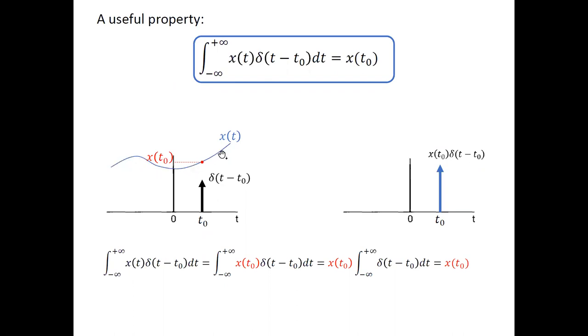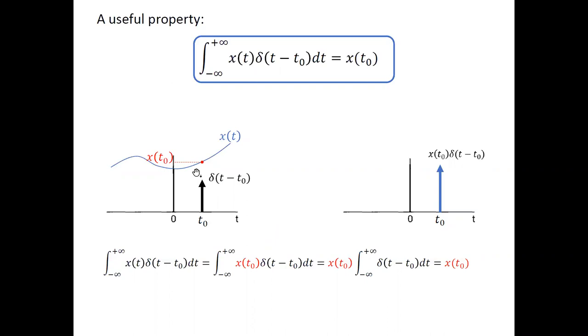And we consider an arbitrary continuous time signal x of t, which is plotted by this blue curve. Now what we want to calculate is this integral: x of t times this shifted version of the unit impulse, and we take the integral of this thing from minus infinity to plus infinity. So what is the result?